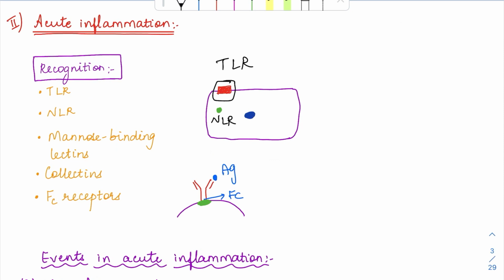We also have mannose binding lectins. Mannose is a sugar substance which is going to be present on the bacterial cell wall. So we have certain mannose binding lectins, and these lectins are going to identify these mannose and attach to them.